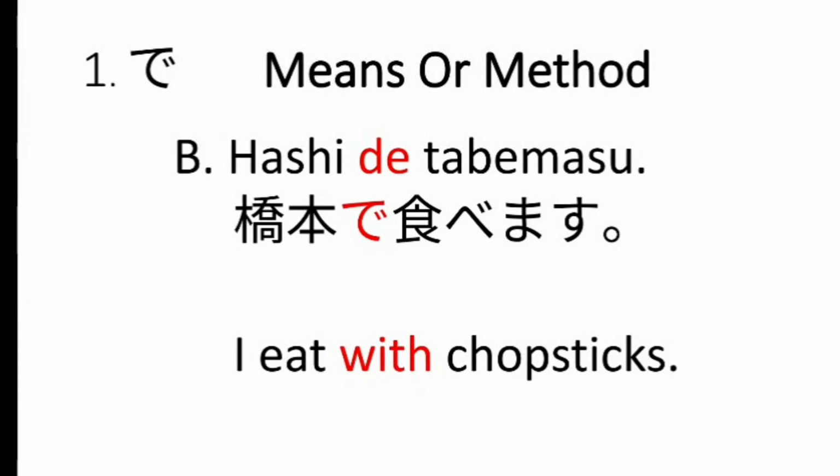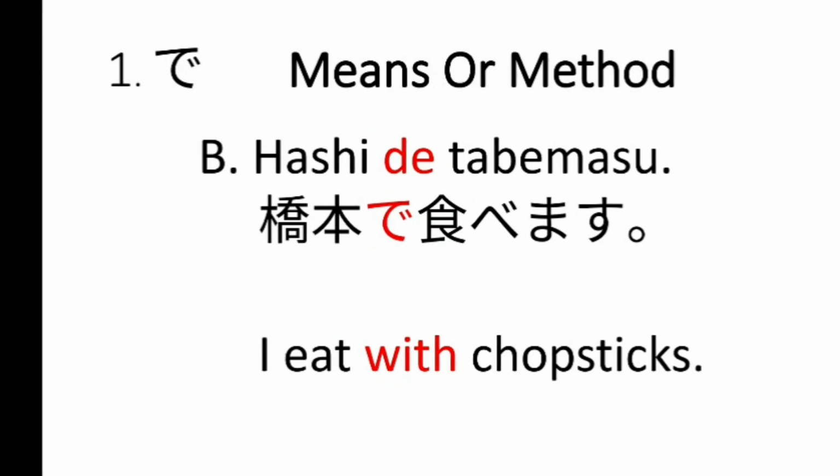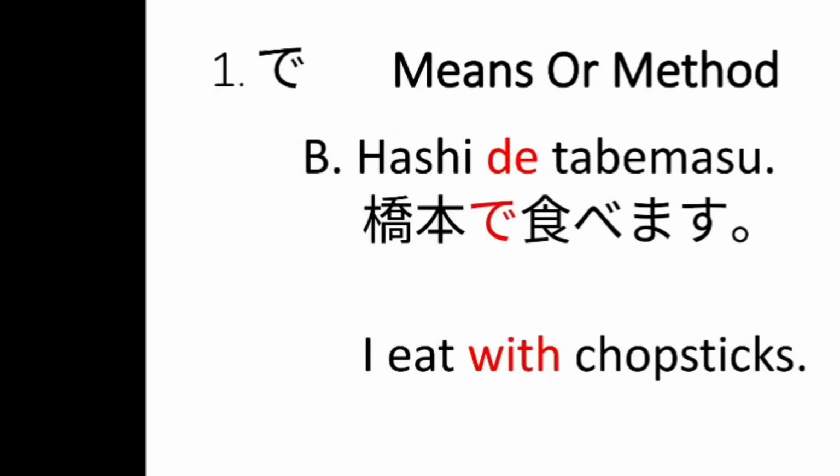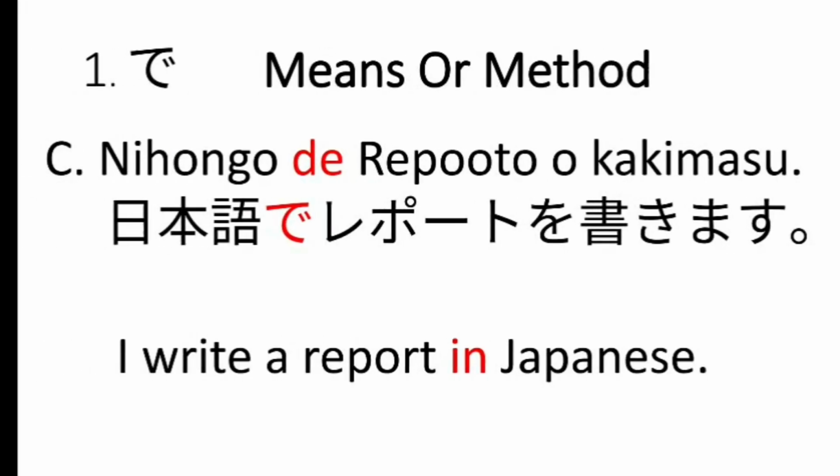If you will eat with a spoon or fork, you can just say spoon de tabemasu or foku de tabemasu. You can just replace the hashi. So in this case, this is again a means or method on how you will eat. So you will use chopsticks. I eat with chopsticks.